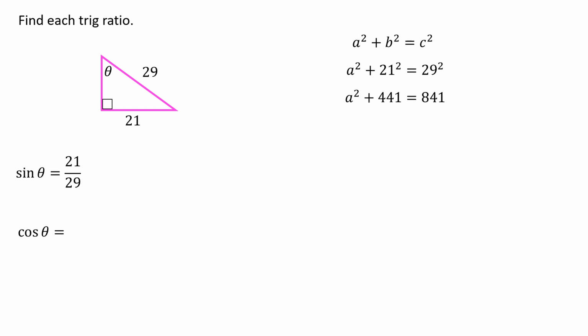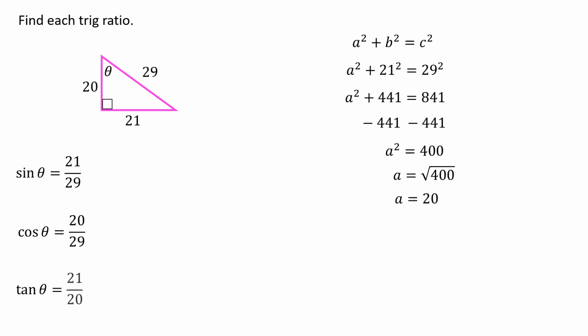Now remember, if I'm looking for a leg, I actually end up subtracting. So don't go all hyper with your calculator and think a squared plus b squared, I must add. No, no, no, no, no. We're looking for a leg. We subtract. And square root of 400. Well, 2 times 2 is 4. So 20 times 20 is 400. Now we know our missing side. Yeah, get over there. So cosine will be 20 over 29. And tangent will be 21 over 20. And there we have it.